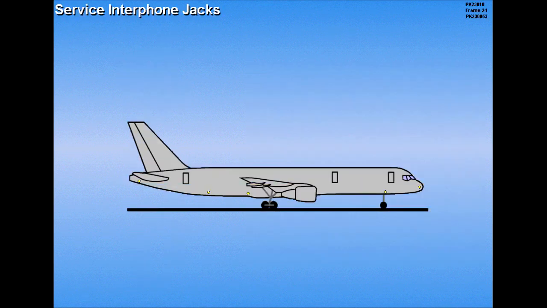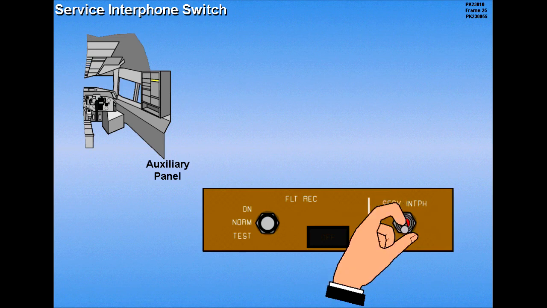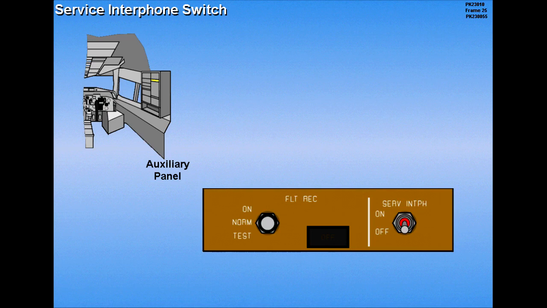Several service interphone jacks for communication with ground personnel are located both inside and outside the aircraft. The interphone jacks are controlled with the service interphone switch located on the auxiliary panel. The switch is normally selected off to reduce background noise on the interphone system.